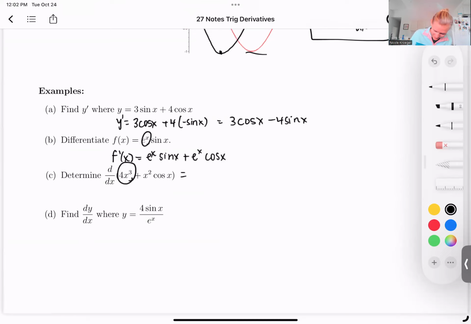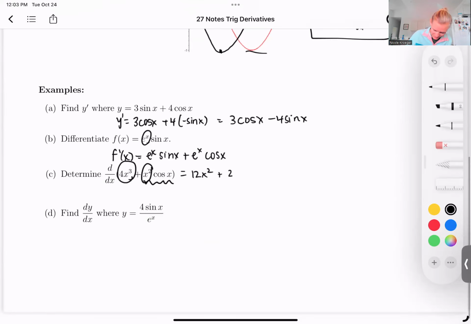This next one, you should try it on your own. The 4x cubed is just 12x squared. And then this piece, I have a product. I need a product rule there. So the derivative of x squared is 2x. I leave the cosine alone. Then I leave the x squared alone. The derivative of cosine is negative sine. Make sure you put the parentheses around that negative sign, or just go ahead and pull the negative all the way out front here and make it x squared times sine. We want to make sure that that is multiplication between those two pieces.